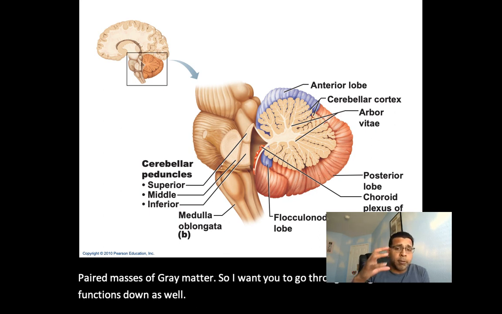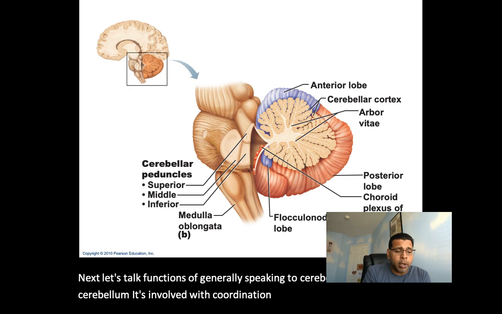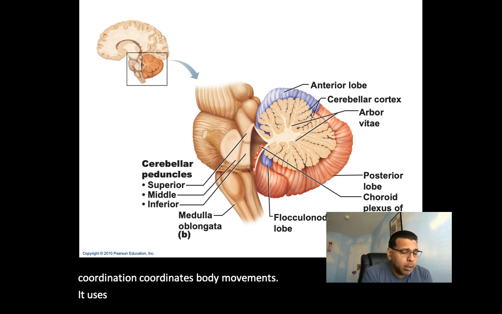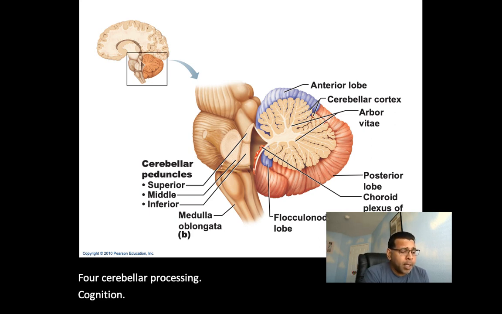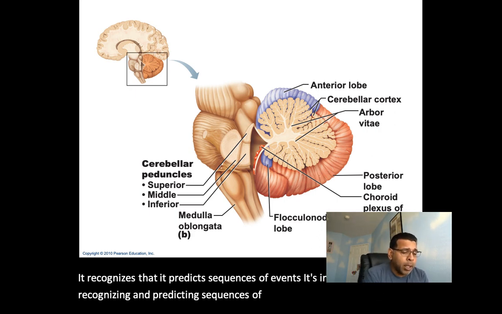Next, let's talk functions of, generally speaking, the cerebellum. When we talk cerebellum, it's involved with coordination and cognition. So first, coordination: it coordinates body movements. It uses the cerebellar peduncles for cerebellar processing. Cognition: it recognizes and predicts sequences of events, so that way we can adjust.